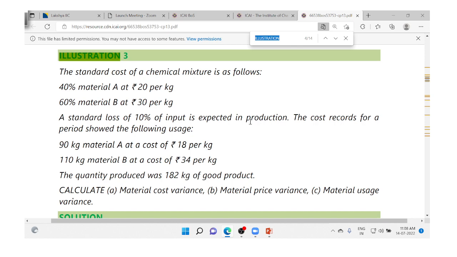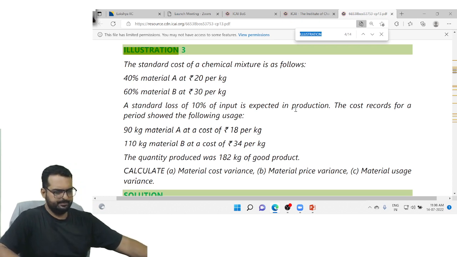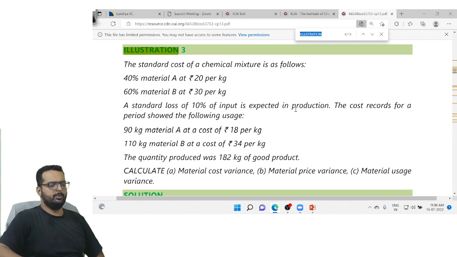Just tell me what is SQ. The rest of the material problems we can do together. The biggest challenge is to get the SQ.